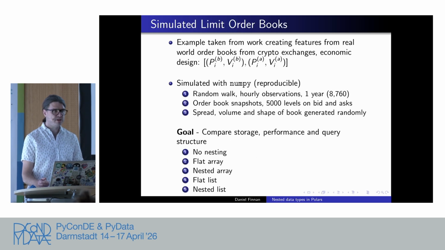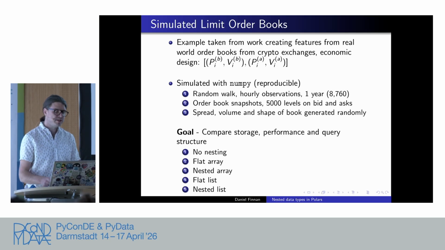Which is using limit order books. So I ingest a large number of limit order books. And these are a very basic economic design where you have a number of bids and a number of asks on two sides of the book at different prices and at different quantities. And so my work involves creating features from this and then using those features to econometrically look at the relationship between different types of exchange.